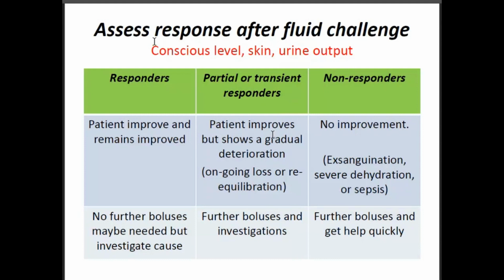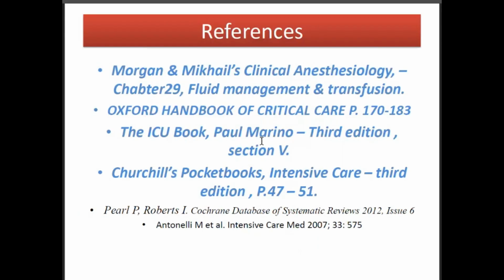So the patient improves but shows a gradual deterioration. Be careful with these. Am I doing something wrong? Do I need to give more fluid? Do I need to give more blood? Do I need to give any further policies? Do I need to do more investigation? You might think that the bleeding has stopped, but he is bleeding in his abdomen and you don't know really, so you have to do more investigation and more assessment.